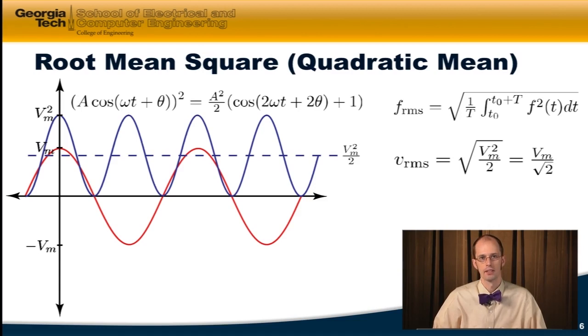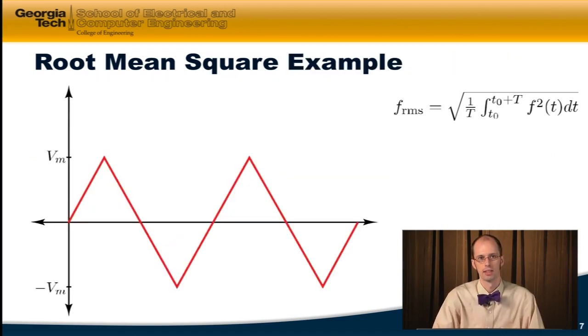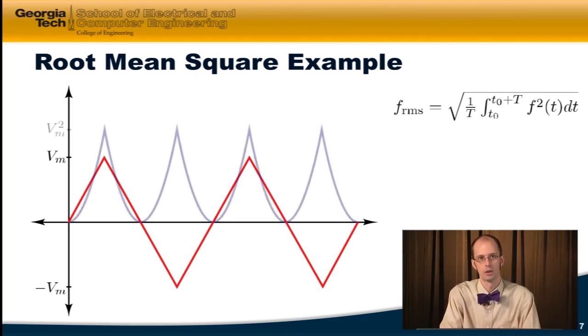Let's look at what happens if we're using a different function. For example, a triangle wave. Again, we are going to do the same thing. We're going to start by squaring it. Then we're going to take the average of that squared thing and then take the square root of that. So first of all, we'll square it. If I square this triangle function, it looks like this series of quadratic curves.